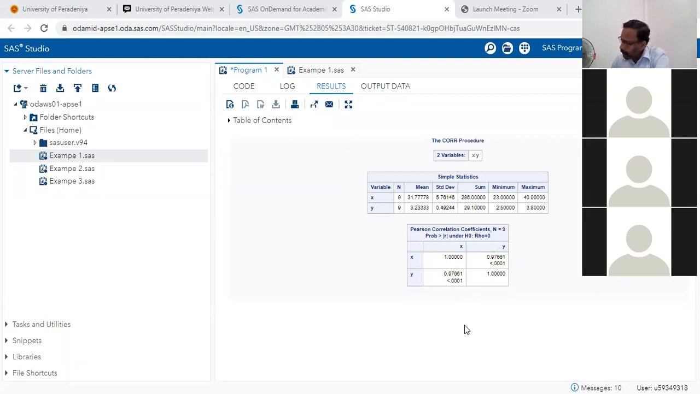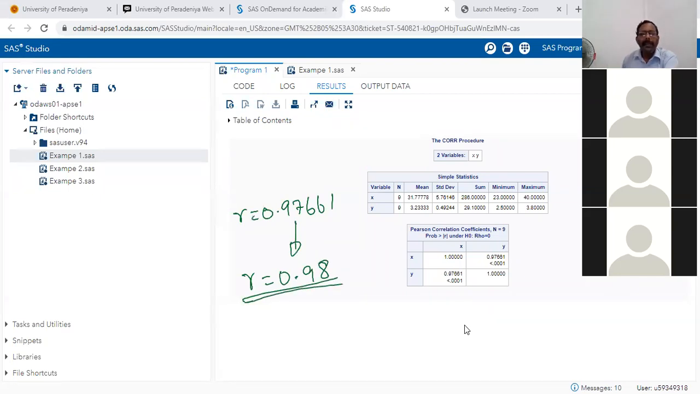Look at the first information. The first information gives the value 0.97661. Normally, when you write in a report, two decimals are enough. Sometimes people calculate to 5 or 6 decimals, but two decimals for R or R square is enough. Get the closest decimal, so I can write it as 0.98.